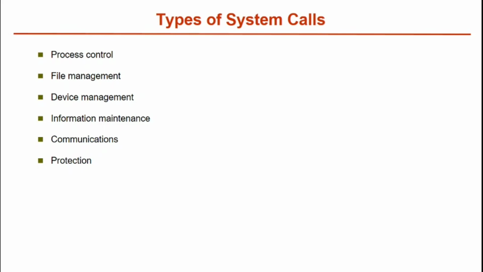So the five major categories considered as system calls are process control, file management, device management, information maintenance, and communication. We'll see one by one what operations each performs. Process control: the operations are creating processes, terminating processes, and if a process has to wait for some more time, then we use wait for time.